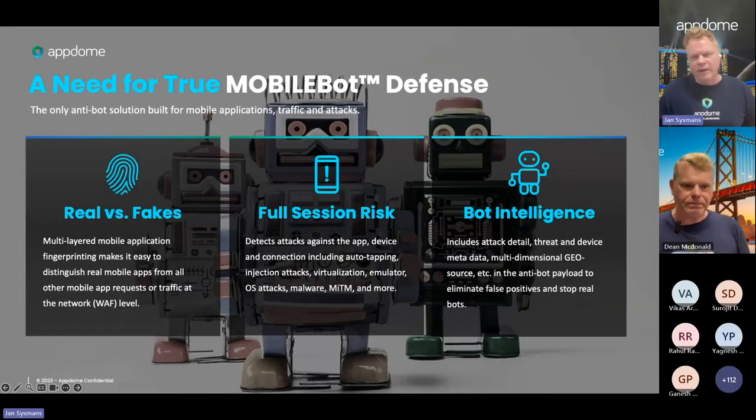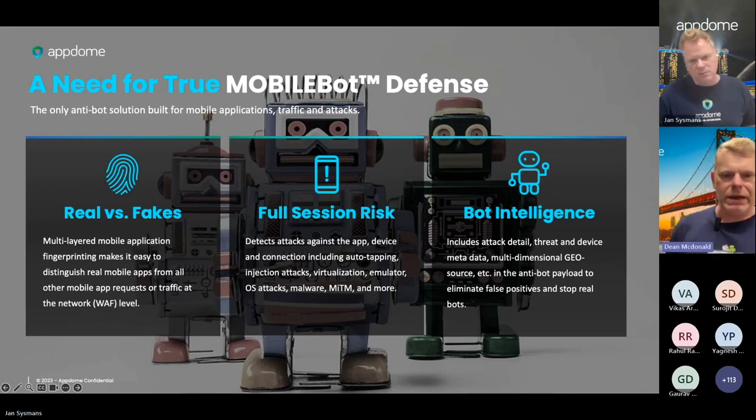So before I go into that, Dean, that kind of leads me, great overview, by the way, but that leads me to the big question, okay? You just highlighted what is missing in existing WAF solutions. What do brands and what do app makers need in order to build true mobile bot defense?